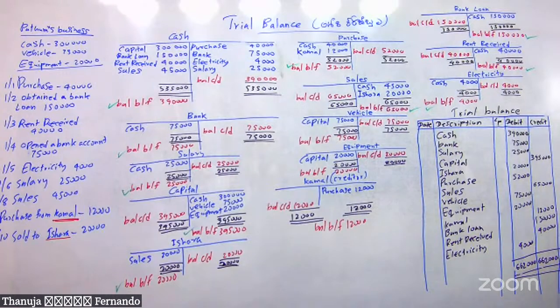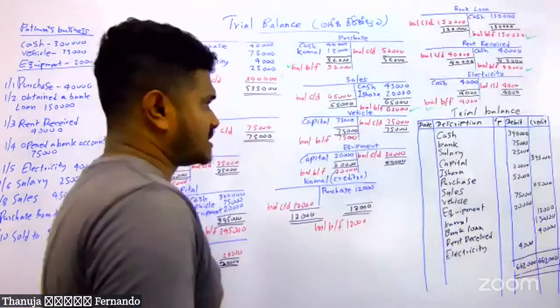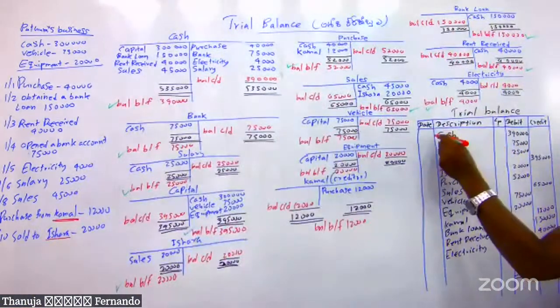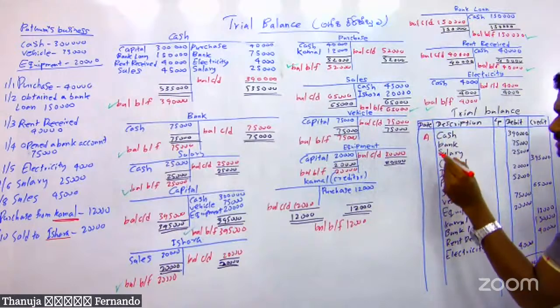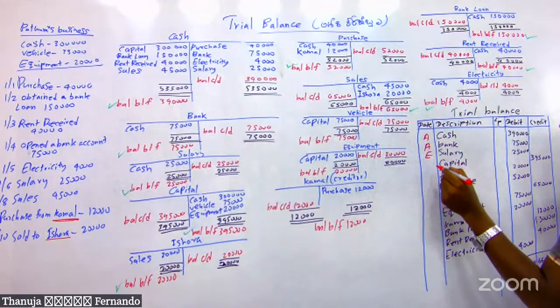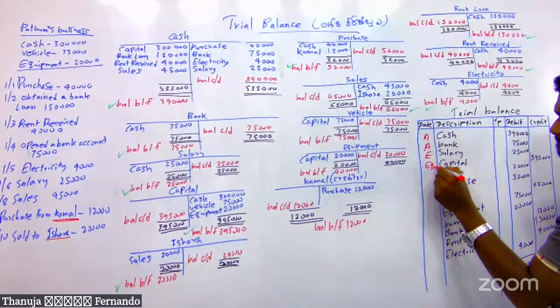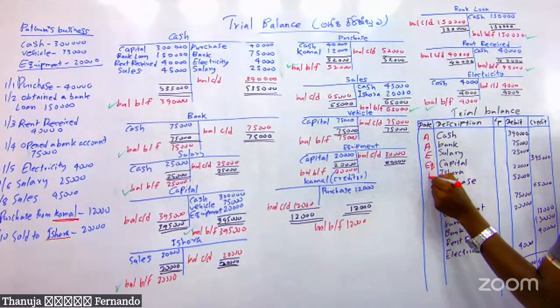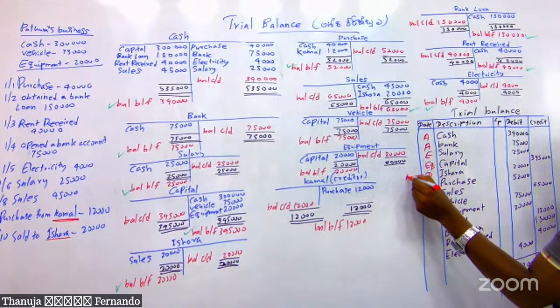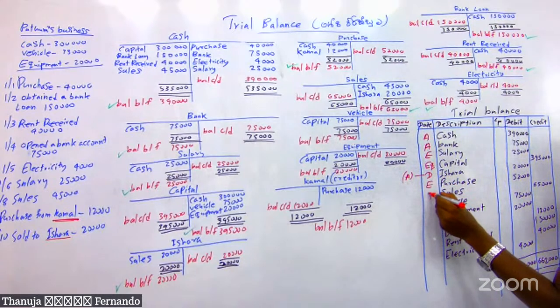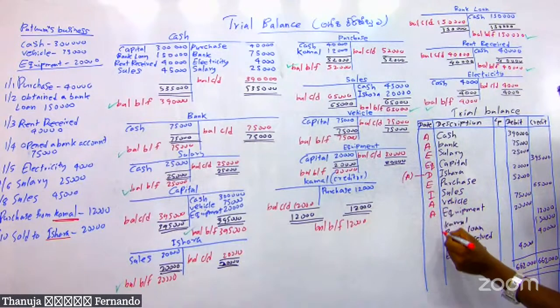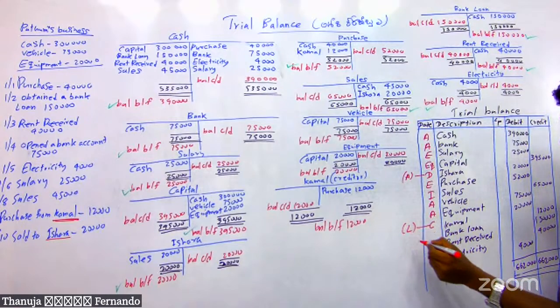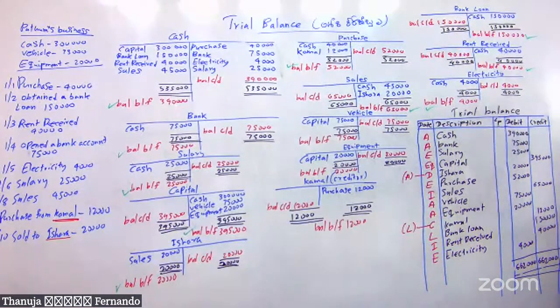So now let's check this. Cash is an asset. Bank is an asset. Salary is an expense. Capital is an equity. Ishara is a debtor. Purchase is an expense. Debtor is an asset, right? Sales is an income. Vehicle is an asset. Equipment is an asset. Kamal is a creditor. Creditor means liability. Then bank loan is a liability. Rent received is an income. Electricity is an expense, right?